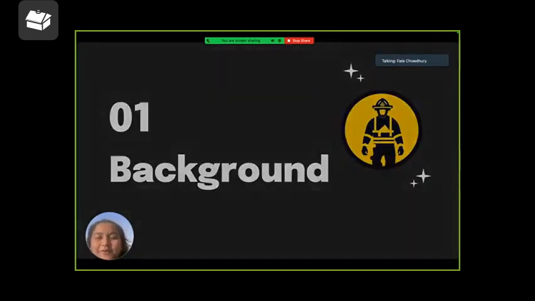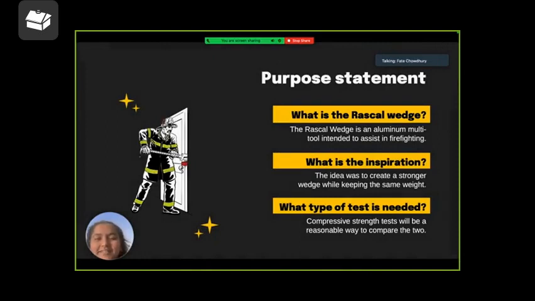For the background, the Rascal Wedge was introduced to us as an industry product that we were doing compressive strength analysis on, an aluminum wedge. The Rascal Wedge was an innovative product designed for firefighters to answer a simple question for forcible entry during a fire situation.